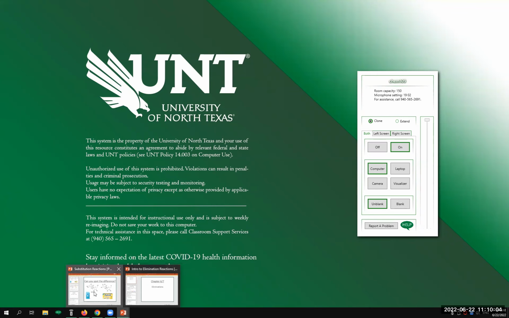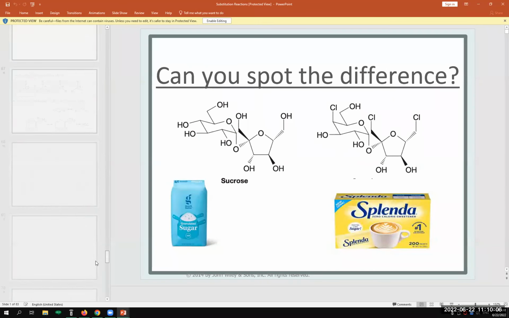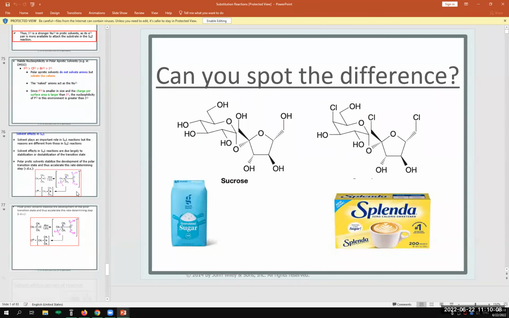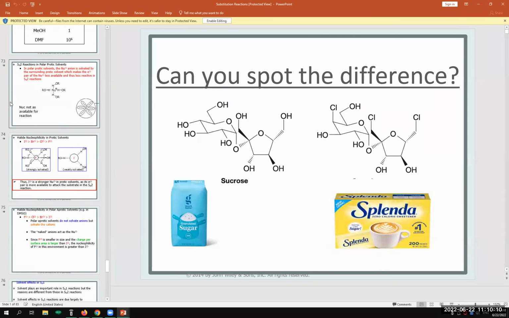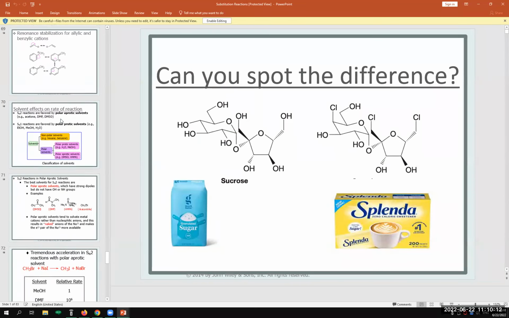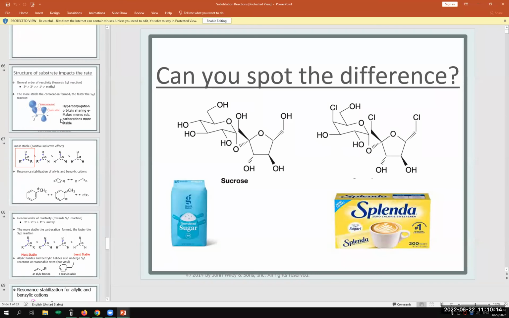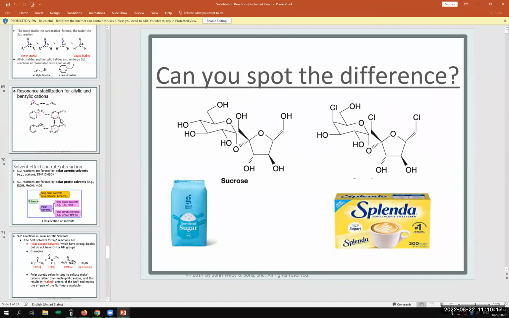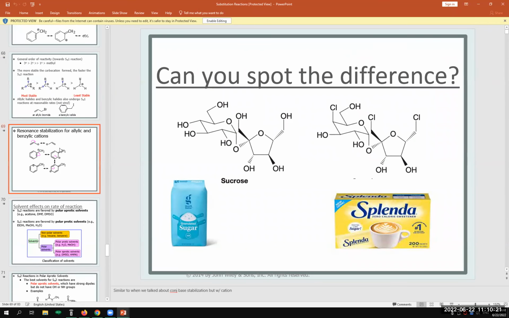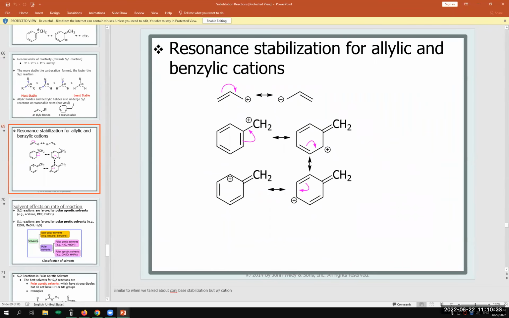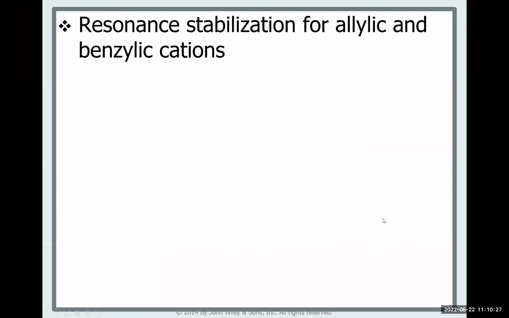Okay, great. So all we have left to do with substitution reactions is solvent effects. And one big thing with what we're going to do today is that elimination reactions are very, very similar to substitution reactions. So I don't think it will be that hard for us to get through what we're covering in class today.